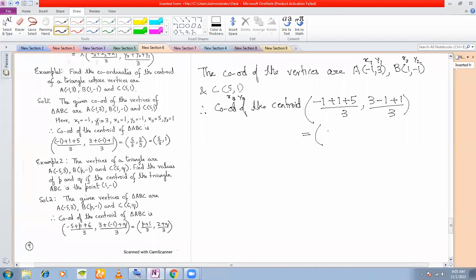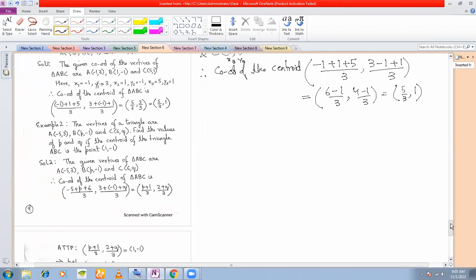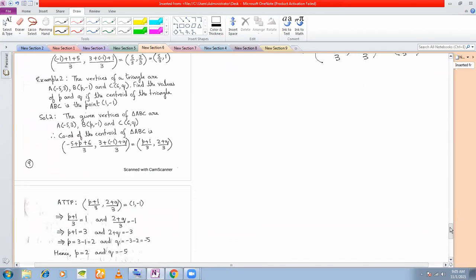Therefore, what are the coordinates of the centroid? 6 minus 1 by 3, 4 minus 1 by 3, which is equal to 5 by 3 and 1. Okay, so as simple as this. Let's look at the next question.